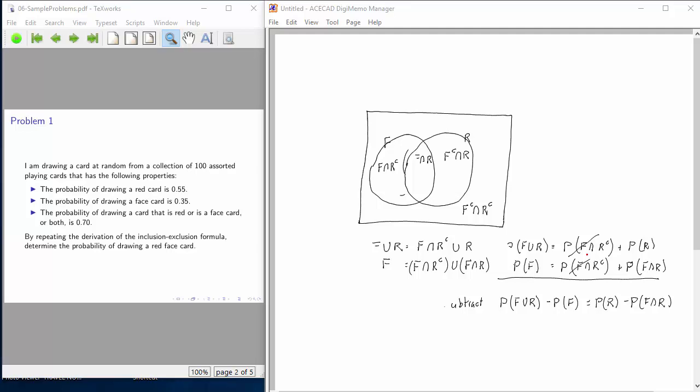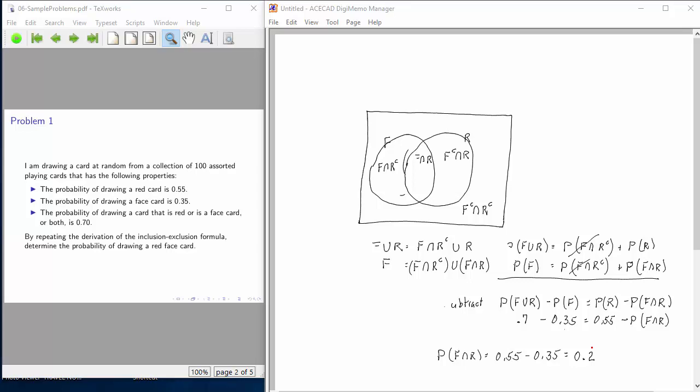Now we're given numerical values for all of these. This is 0.7, this is 0.35, this is 0.55, 0.55. This is unknown, but it's 7th grade algebra to figure it out. The probability of a red face card is equal to 0.55 minus this, which works out to 0.35. In other words, it's 0.2.